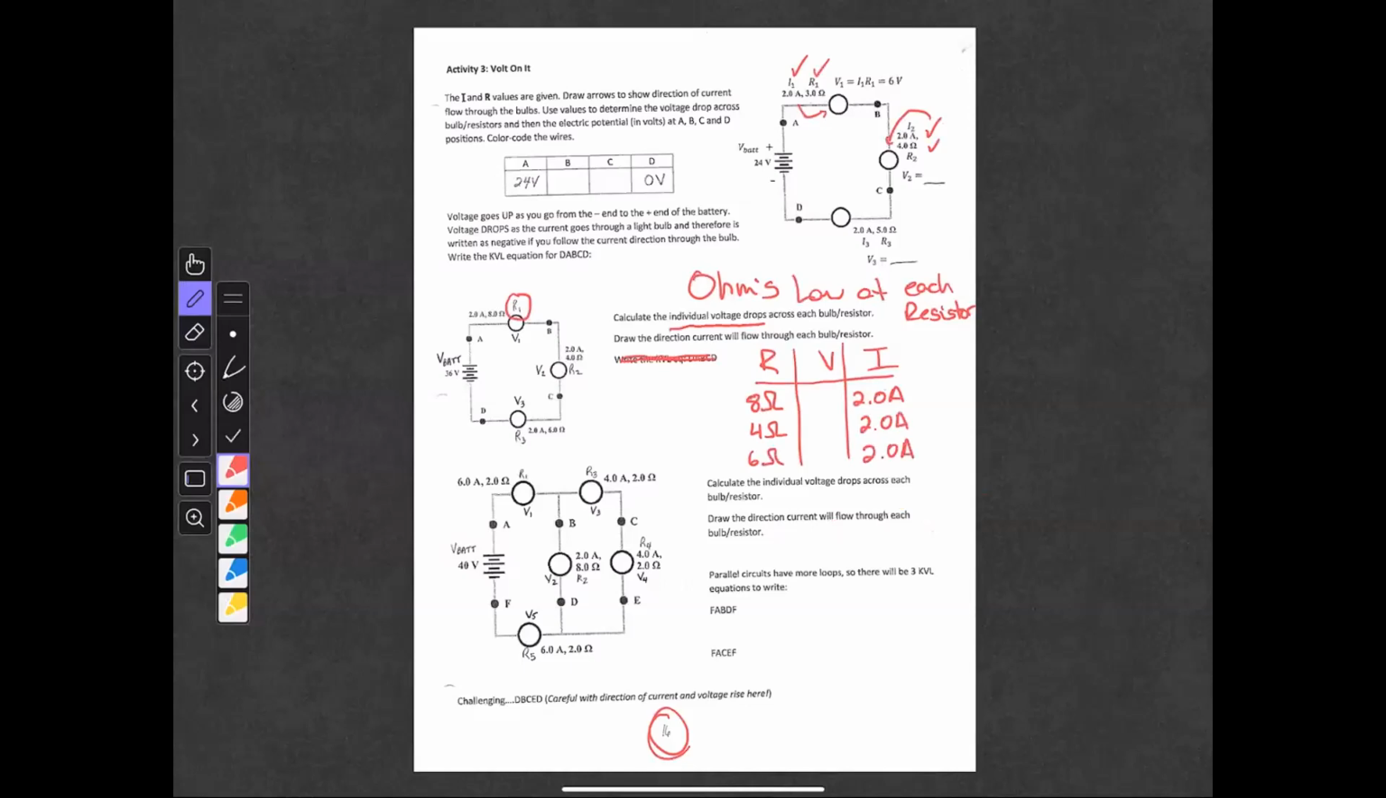Now, I hope many of you noticed that in a series circuit, we haven't studied this yet, the current is the same all the way around, right? The current maintains itself at 2 amps as long as it never branches.